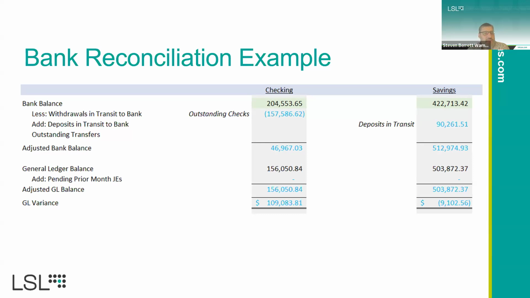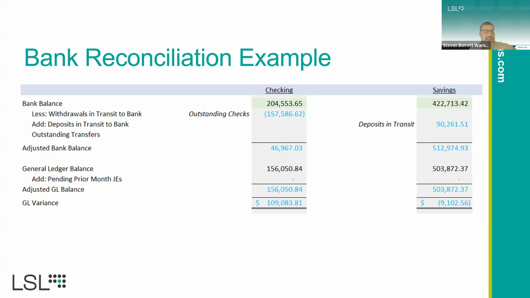The way that we'd like you to think about it is to think about the bank by itself, and then maybe think about the general ledger by itself. And what we want to do is adjust each of them. Each of them has its own unique set of adjustments that are needed to get it to the true balance. And so in this example, if you look at just checking here on the screen, our checking beginning balance is $204,000.